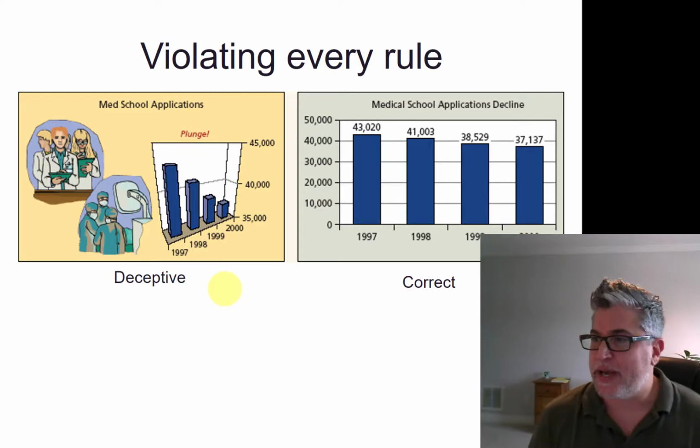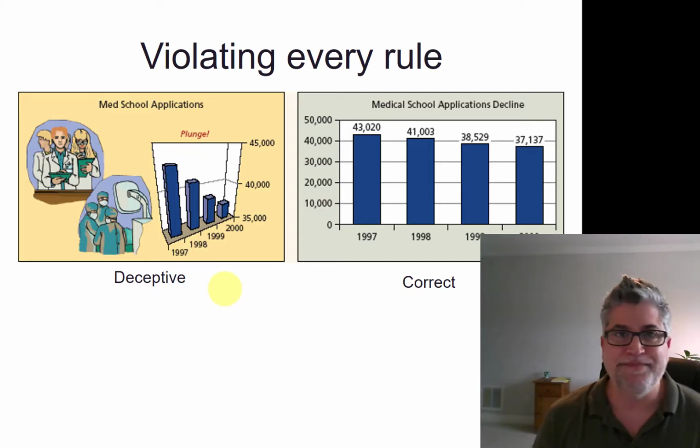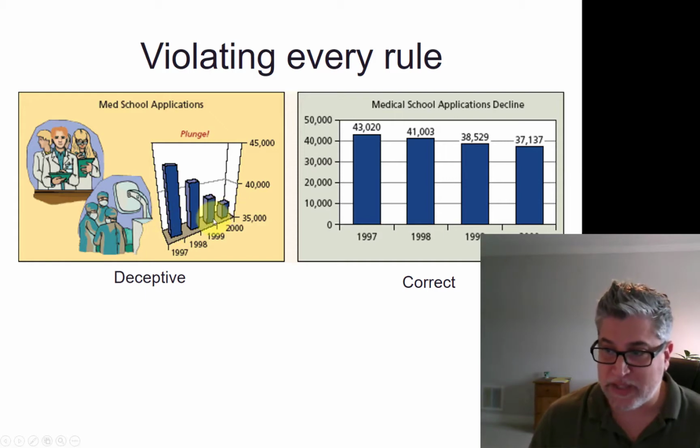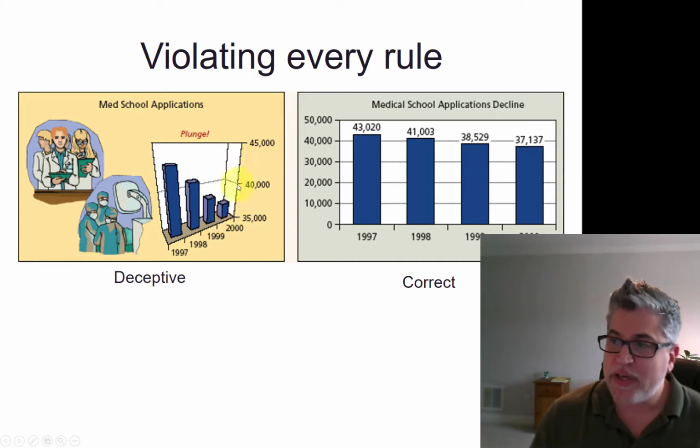So this is one that kind of violates every single rule. We've got a misleading title. Med school applications plunge. And they sure do seem to be plunging. We've got forced perspective, so this thing is closer to your eyeball. It looks bigger, and the thing that's farther away is definitely smaller. They've also truncated the x-axis, so 45,000 to 35,000. You've left out 35,000 applicants when you drew your picture.